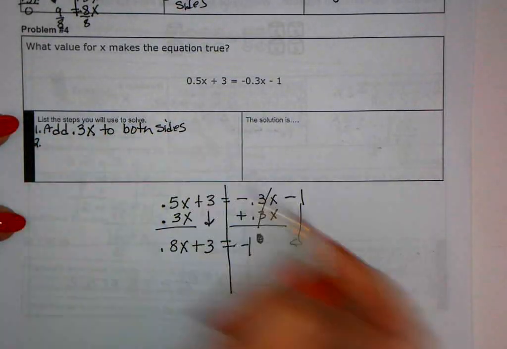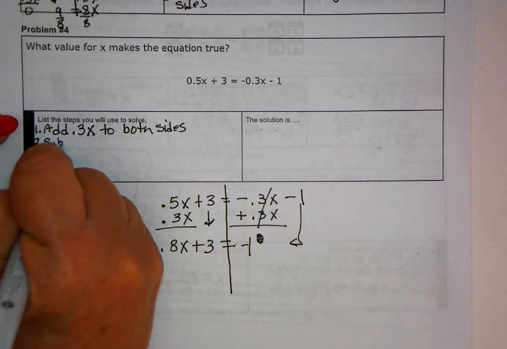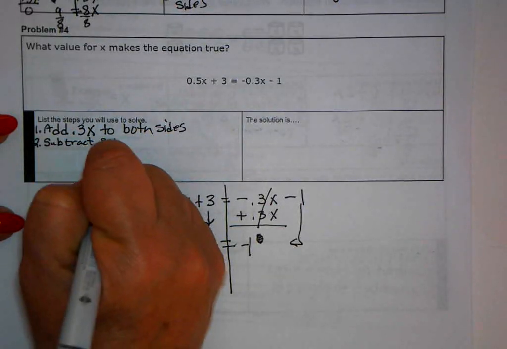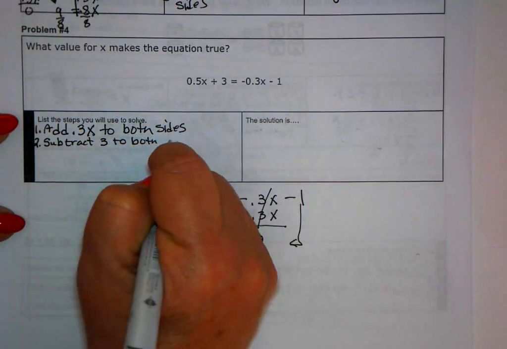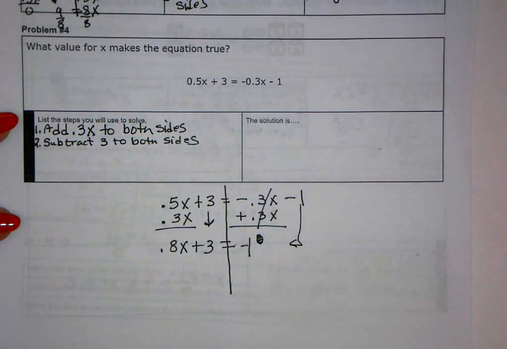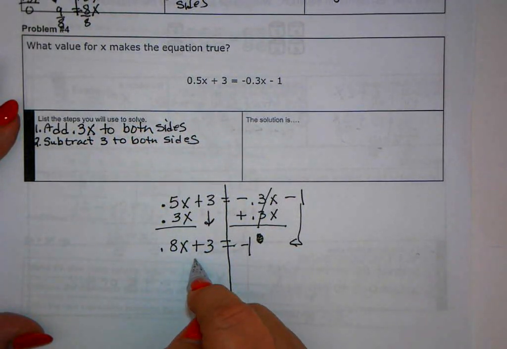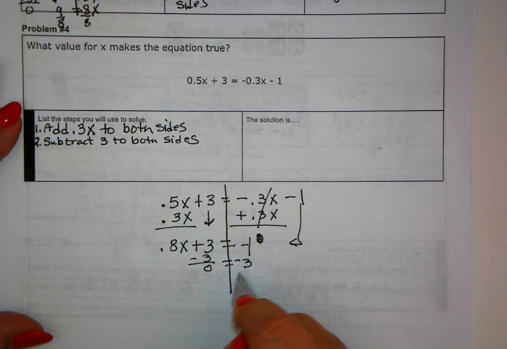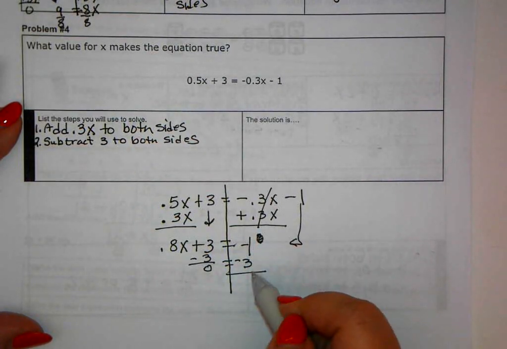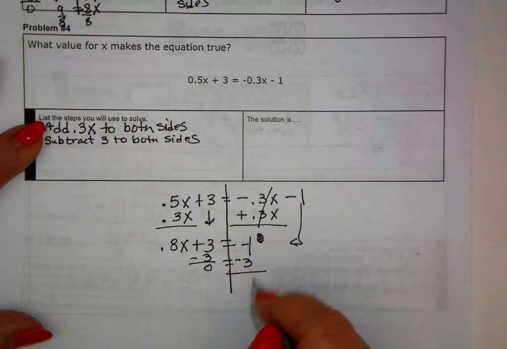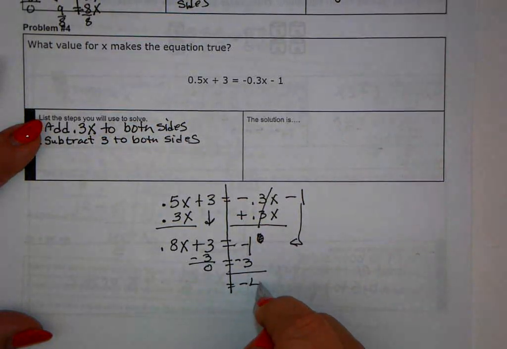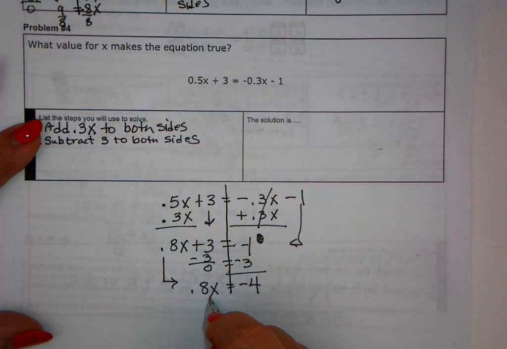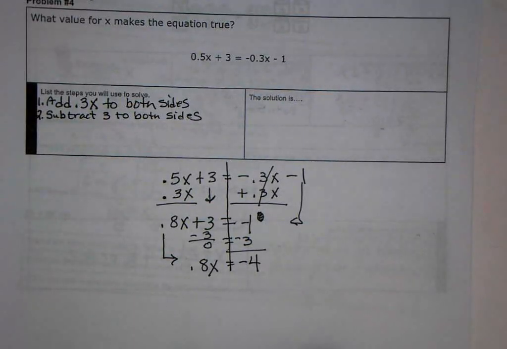So step 2, I'm going to subtract 3 to both sides. Now this is going to be -3, so that zeroes out, equals -3. So if I have a -1 and a -3, that gives me a, very good, -4. I'm going to bring this down here at 0.8x. What's the last step that I need to do?